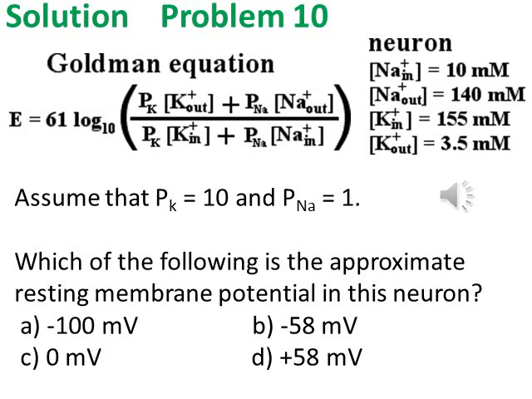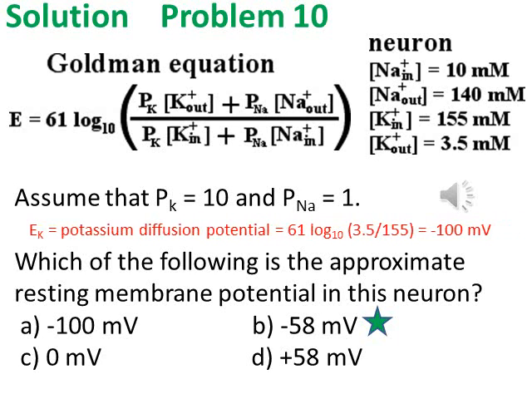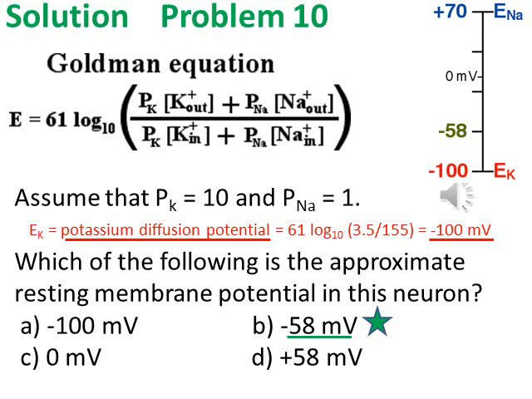The correct answer for problem 10 is choice B, minus 58 millivolts. For a problem like this, you can always check to see if the value of the membrane potential that you calculate makes sense. For a resting membrane potential where potassium is almost the only contribution, the membrane potential will be very close to the potassium diffusion potential, which is very negative. Minus 58 millivolts is less negative than the potassium diffusion potential. It's being offset by a contribution to the resting membrane potential made by permeability to sodium.